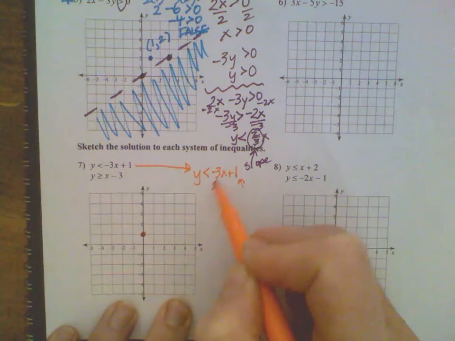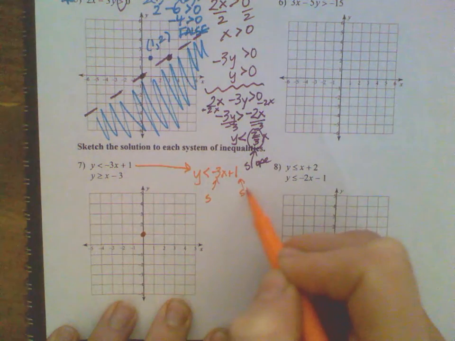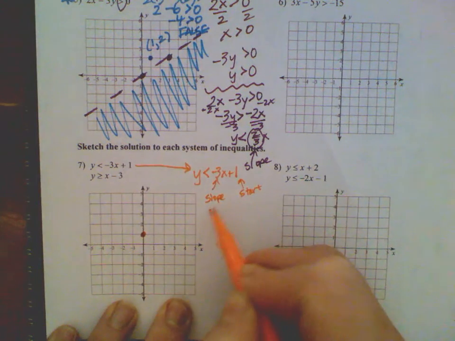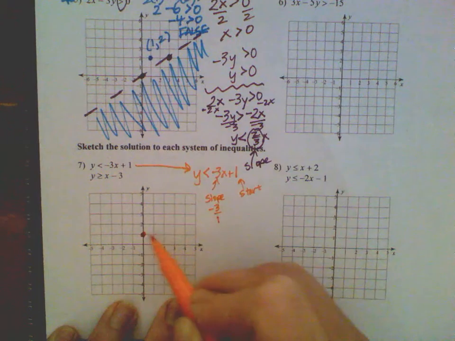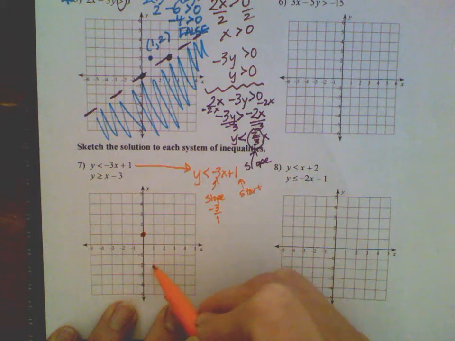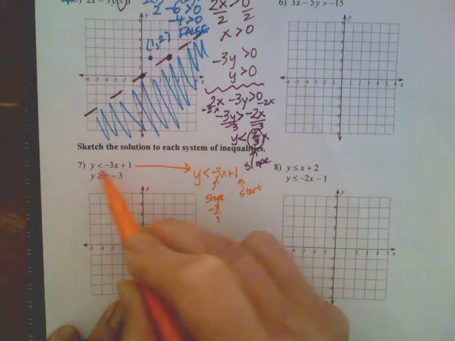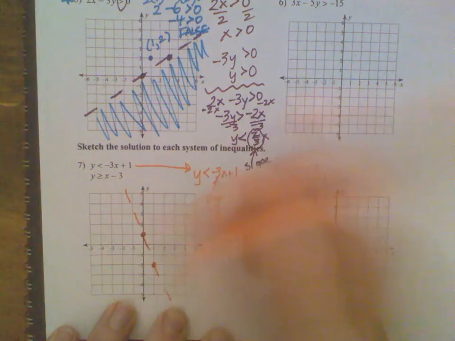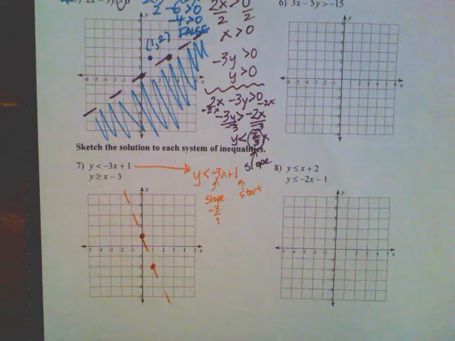So that means I start at 1, my start on the y-axis. My slope is negative 3 over 1. That means I go down 3, right 1. Because this is less than, this is going to be a dotted line, so I'll make my dotted line. That's my first line in this inequality.